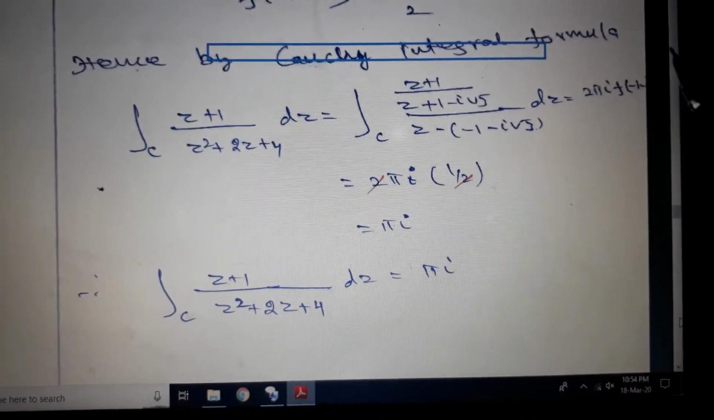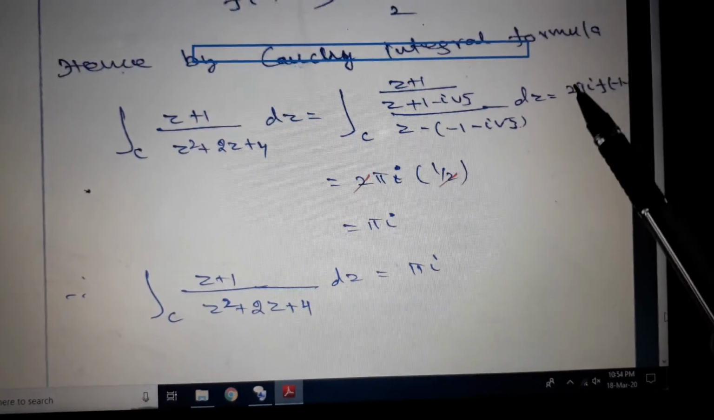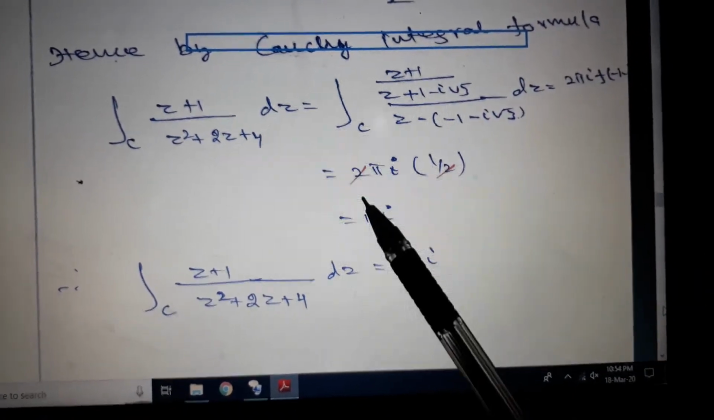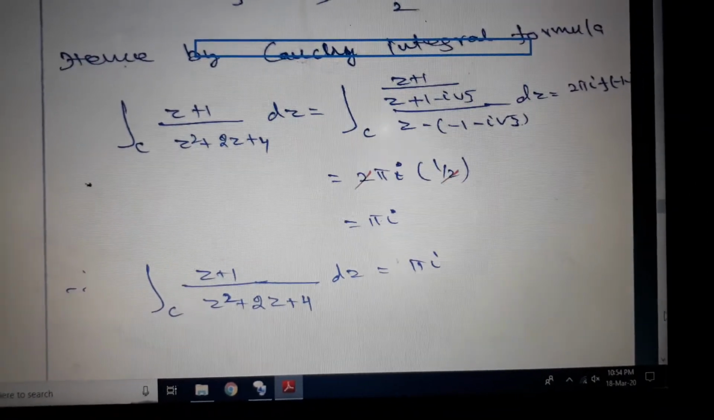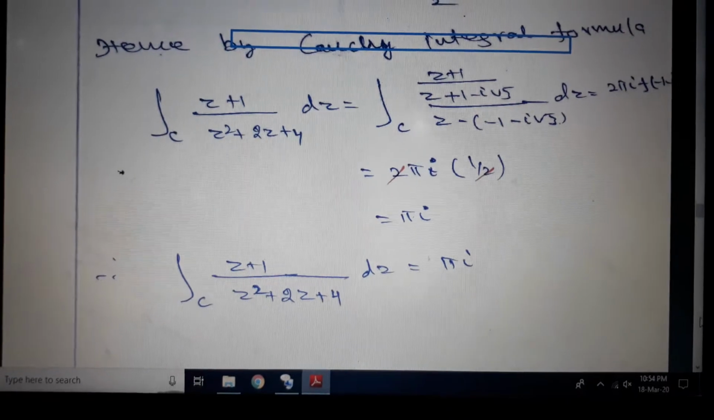My a is minus 1 minus i root 3. So substitute f of minus 1 minus i root 3. So 2 pi i into 1 by 2. Finally I have pi a. So these are the two types of problem. So two a's are given.